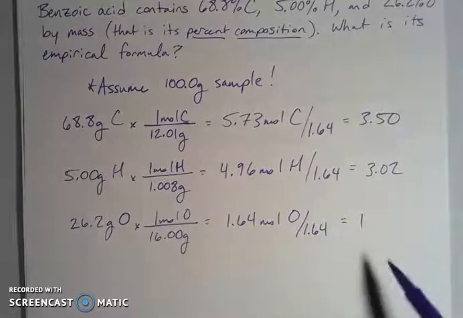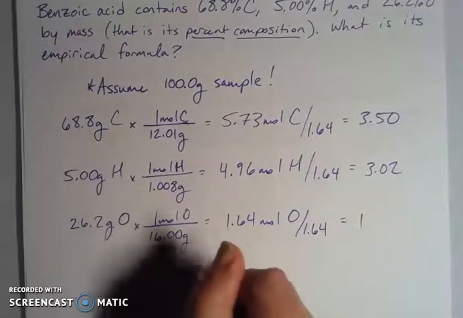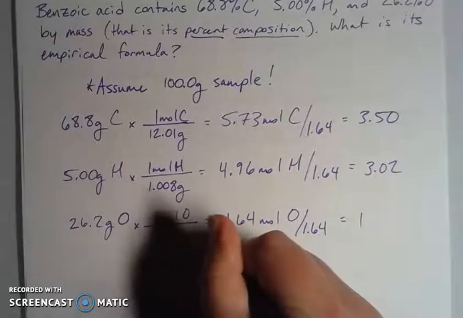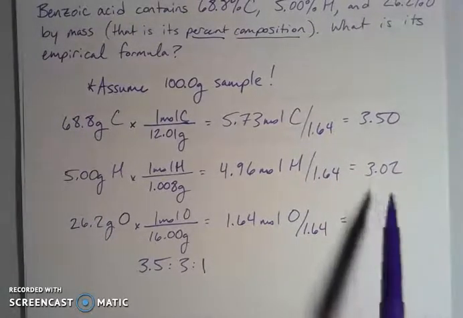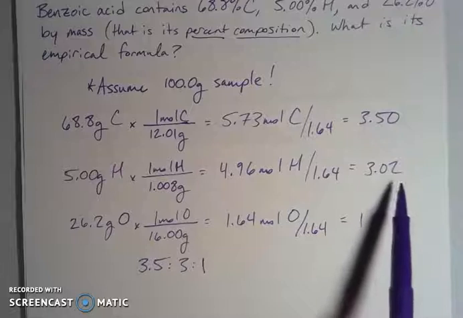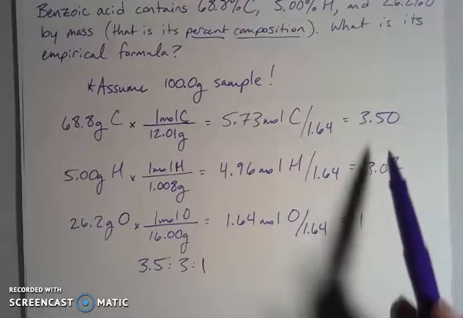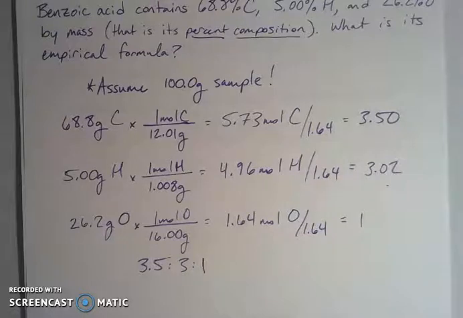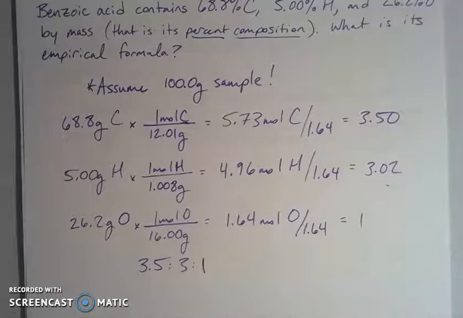Now, when I look at these, this gives me a 3.5 to 3 to 1 ratio. And you'll note that I didn't round the 3.5. I rounded this guy down because it's pretty dang close. If we look at a hundredths place, then we can probably assume that that rounds down. If I'm looking at a tenths place, then I'm going to have to use some judgment there. So I'm going to leave it as a 3.5.